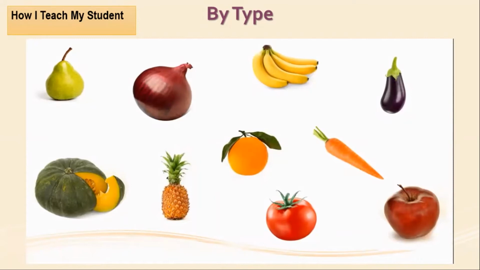Hi, can you see some pictures in here? Yes, I can see some pictures in here. What is this? This is a pear. What color is this? It is green color. What is this? This is an onion. It is pink color.